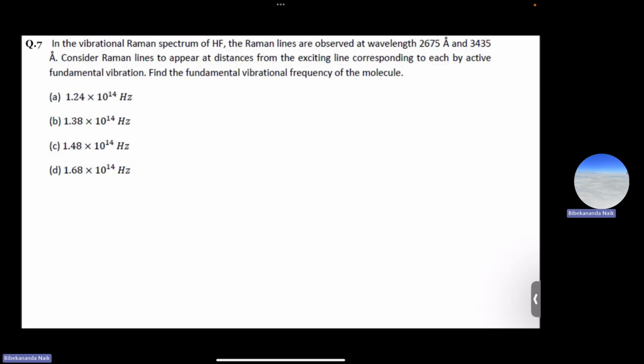The question says, in case of vibrational Raman spectrum, the Raman lines are observed at wavelength 2675 Armstrong and 3435 Armstrong, corresponding to each Raman active fundamental vibration. Then find the fundamental vibrational frequency of the molecule. So how will we approach this question? I'll give you a few minutes to try this question. Then after some time, I will discuss.